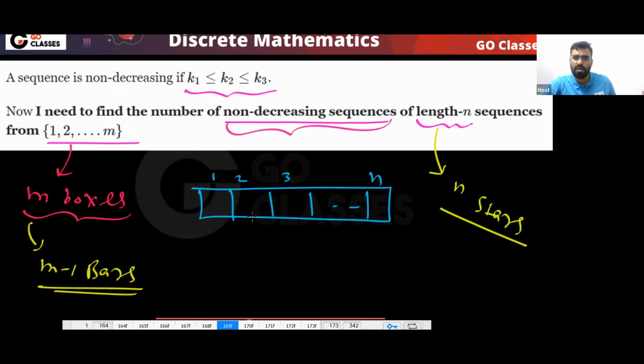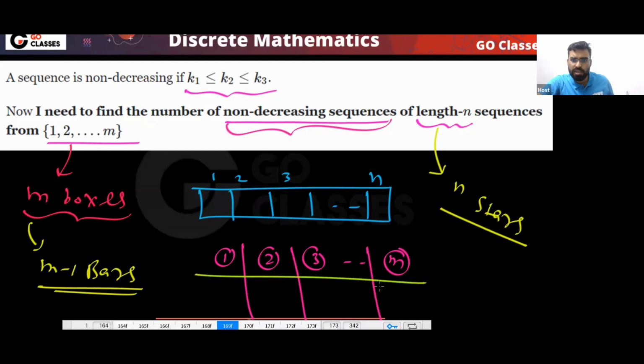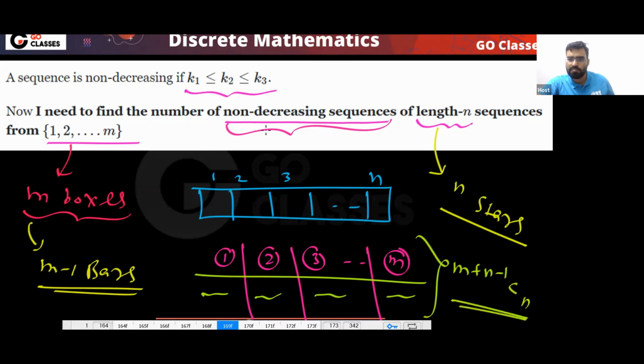So what matters? It only matters how many ones you are taking, how many twos you are taking, how many threes you are taking. These are the boxes: 1, 2, 3, up to m. So this is what matters. So what will be the answer? Tell me the answer. The answer will be m plus n minus 1 C n. This will be your answer.